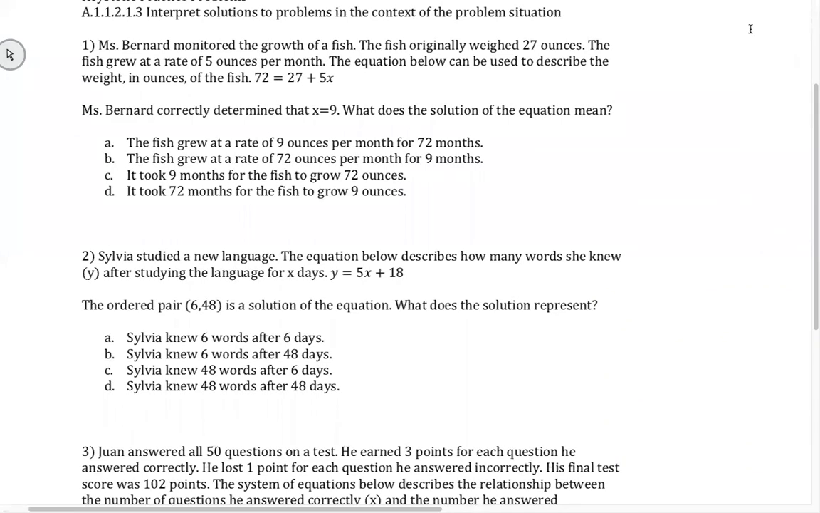Nate, Miss Bernard monitored the growth of a fish. The fish was originally weighed in at 27 ounces. The fish grew at a rate of 5 ounces per month. The equation below can be used to describe the weight in ounces of the fish. Mrs. Bernard correctly determined that x equals 9. What does the solution of the equation mean? Do you have any idea, Nate?